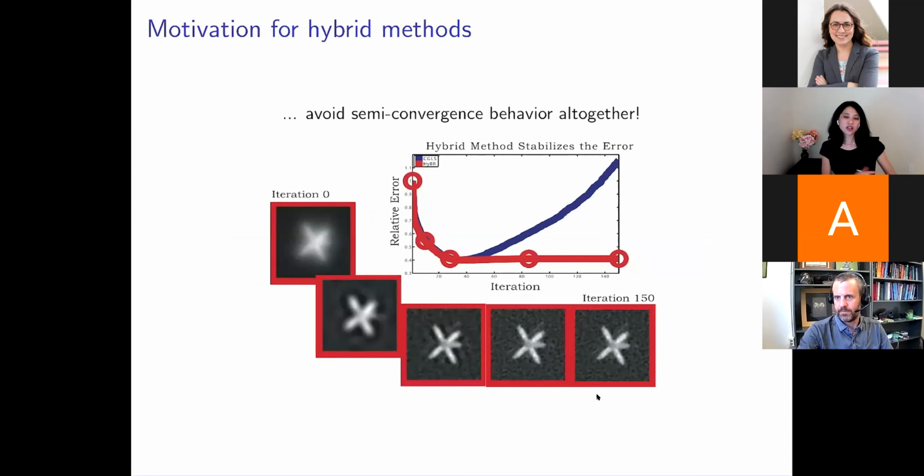to develop a hybrid method where the idea is that you would combine an iterative method with the regularization method so that you get errors that look like this red curve here that essentially decay but then stabilize. And the nice thing is that then it doesn't rely so much on the stopping criterion.